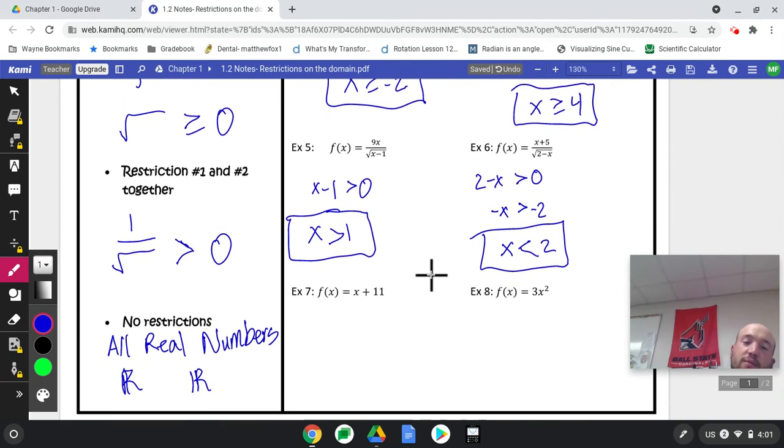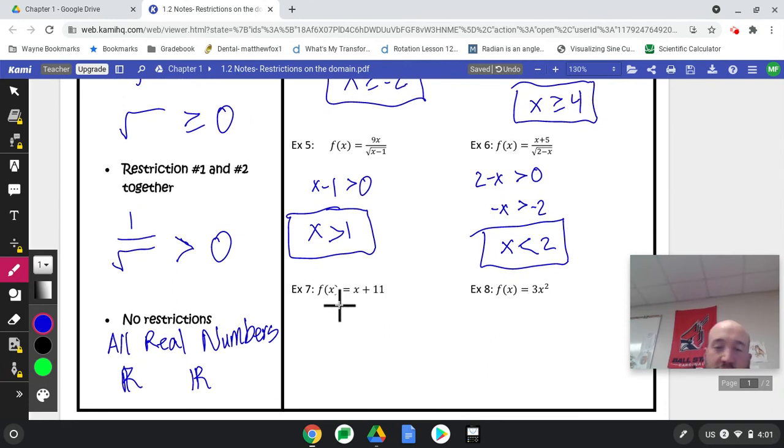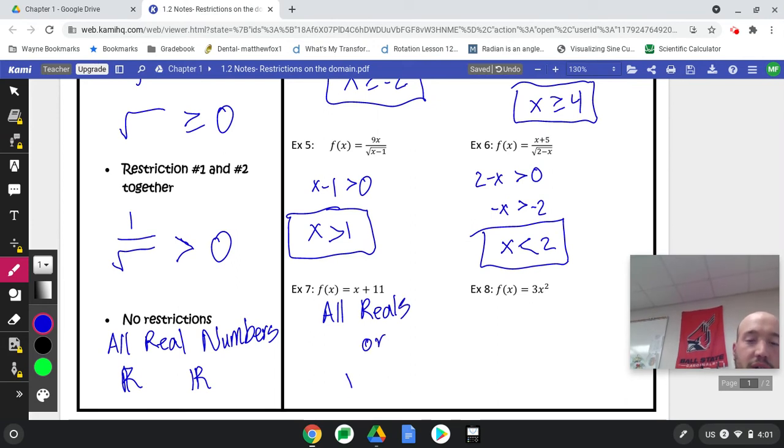At the bottom here, if we think about this, example 7, this would be a line. It goes forever in each direction, so it could be all real numbers. Okay, so we can either put just all reals, or if you prefer, you can put the symbol. Doesn't matter. Likewise, this would be a quadratic. It's going to go forever. Okay, so the same thing, all reals, or like that.